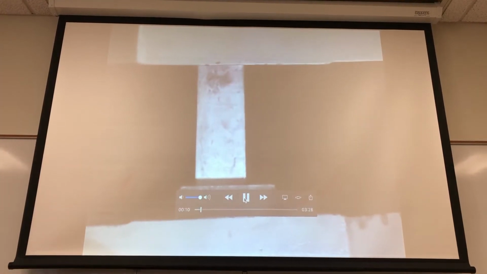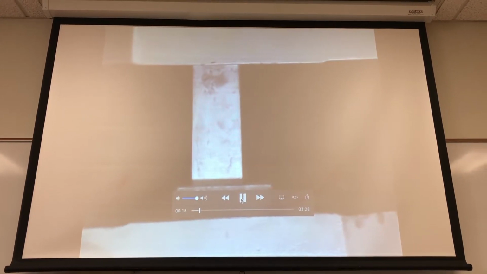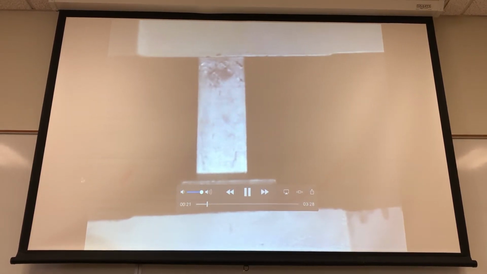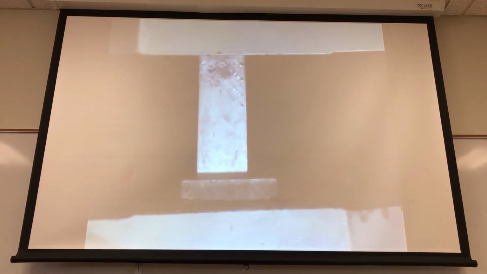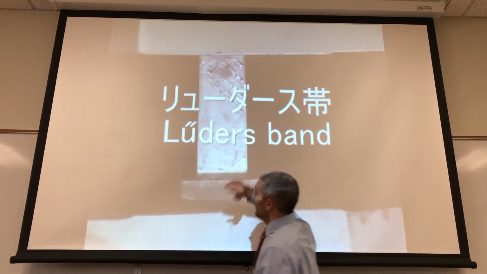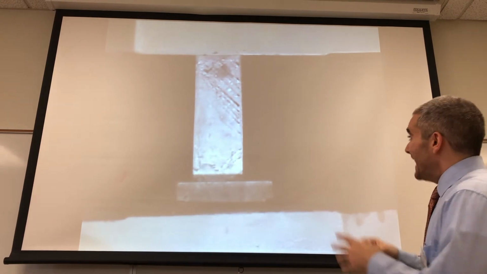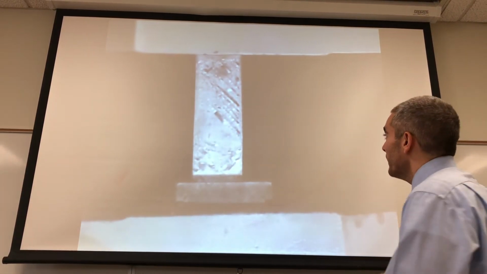All right, so in this first video, we have a mild steel bar that's being subjected to tension. So we're pulling it apart. We can see here when we hit the yielding that we start to get these diagonal lines forming. They're what we refer to as Luder's bands. It's actually the mill scale of the steel flaking off of the bar.